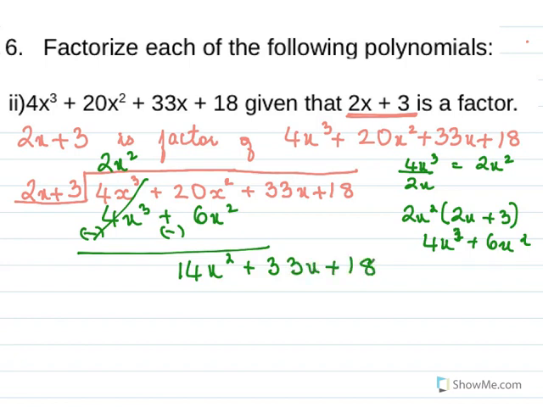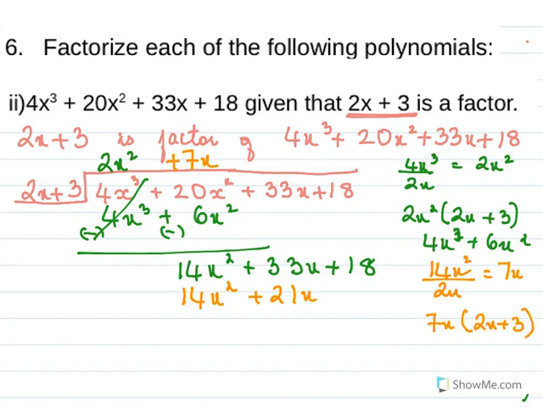Now the same process, you take 14x square and 2x and you divide, then you get 7x. So you put plus 7x, and on multiplying 7x into 2x plus 3 you get 14x square plus 21x. Change the sign, this cancels out. When you subtract here you get 12x plus 18.